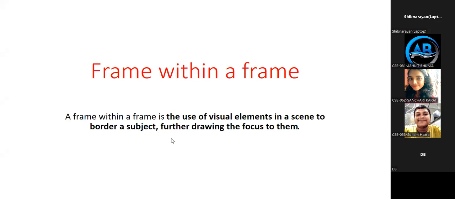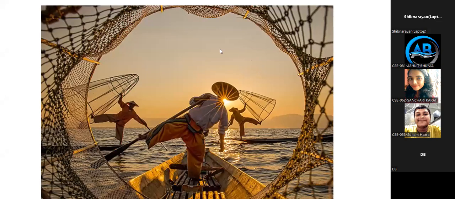Okay, so what is this? See, okay, is it visible? Yes, sir. So this is the first thing, frame within a frame. This is the main frame. The outline is the main frame, and the second frame is that net, the fishing net. So this is the first composition, frame within a frame.